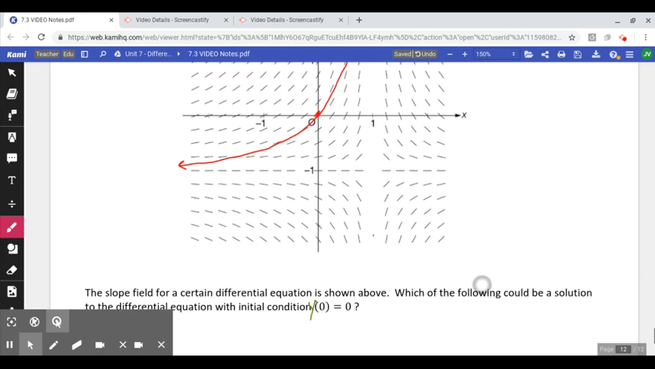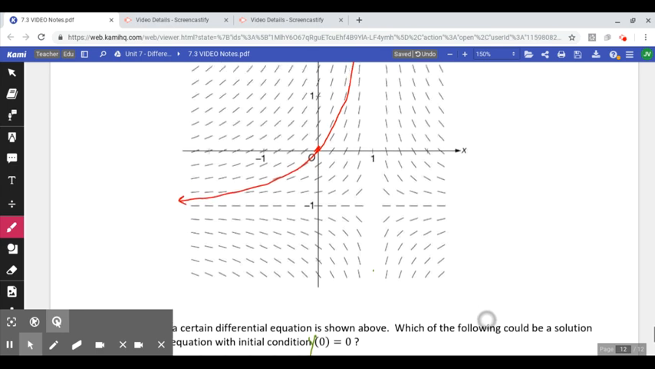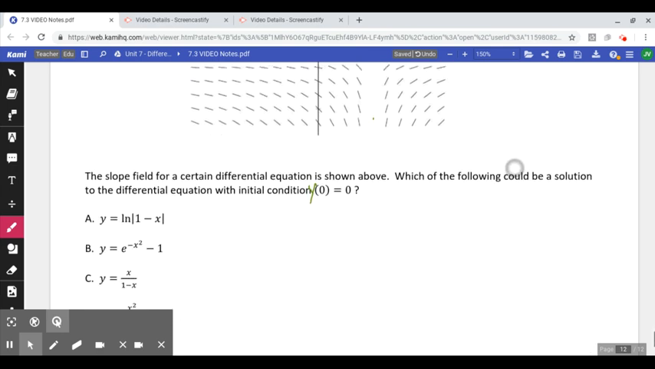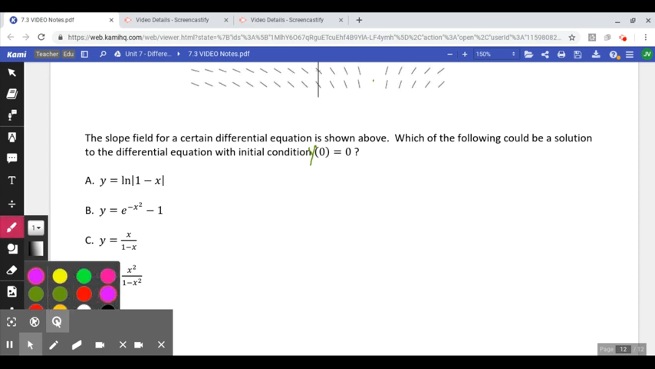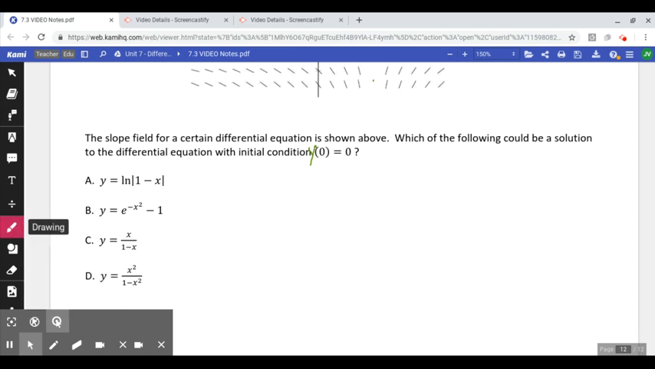Now, this one might be kind of tough to figure out just by looking at the slope field and the red line, because I don't know about you, but I don't know what these graphs look like. So one thing that you can do is you can work with each one of these equations, and you can try to find the derivative. And we can use the derivative to help us to figure out the different slopes. So let's take part A, and we're going to find the derivative of each side. So dy dx will be equal to 1 over 1 minus x.